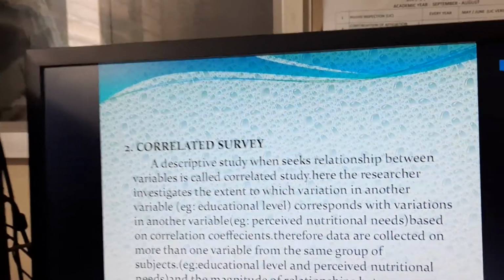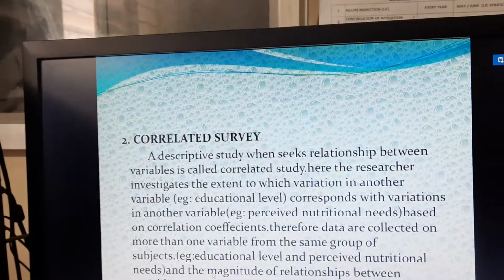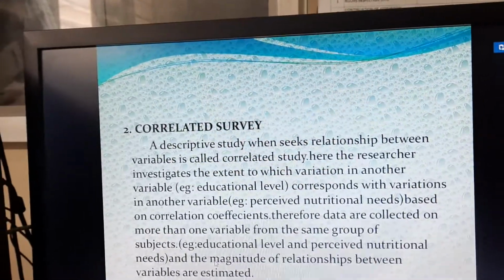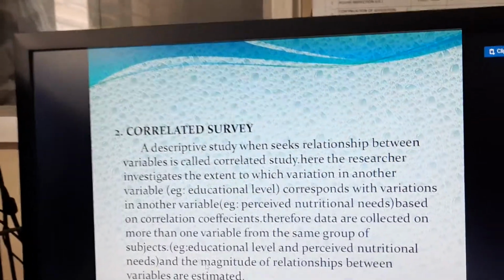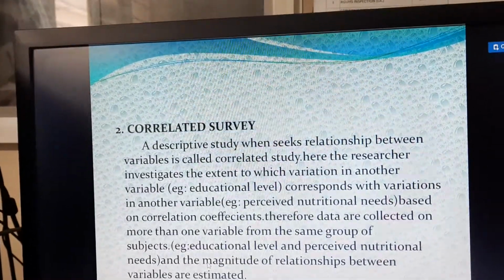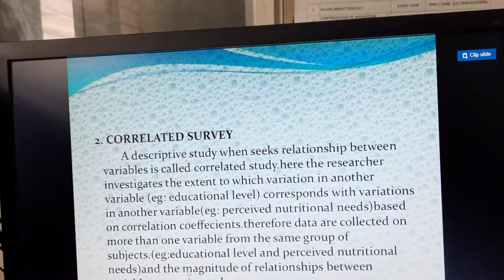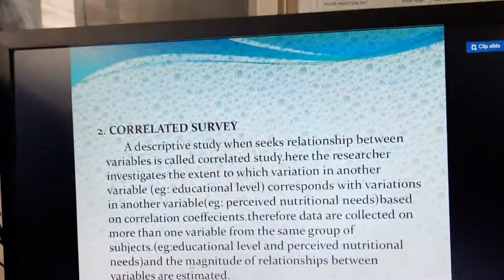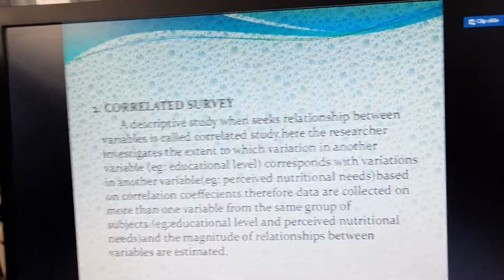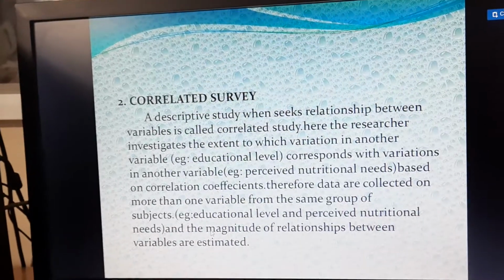One person may study up to 10th standard and another may study up to degree level. So the factors are different, why the person didn't study a degree. But what we are observing is the education level for the age group. It corresponds with the variations of another variable, like perceived nutritional needs. Those who are from well-settled families can study, while those from poor families will go for work after 10th. So we have to find out the relationship between the age group and the education, based on the correlation coefficient.